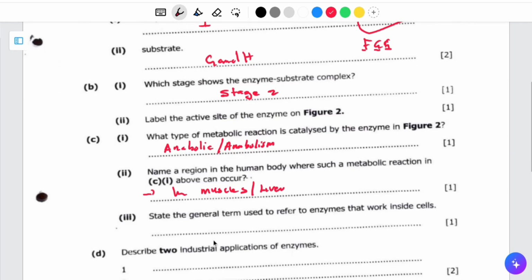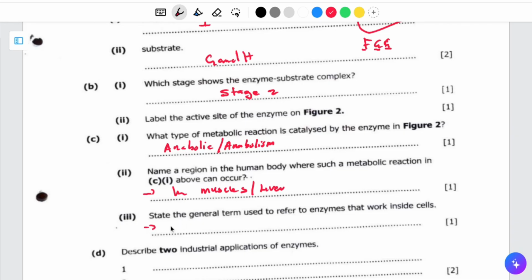Then Roman number 3 is saying, state the general term used to refer to enzymes that work inside cells. So the enzymes that work inside cells are called intracellular enzymes. So let me just write it properly. They are called intracellular enzymes. Intra means inside. And those that operate outside the cells are called extracellular enzymes. So that is one thing that you need to know here.